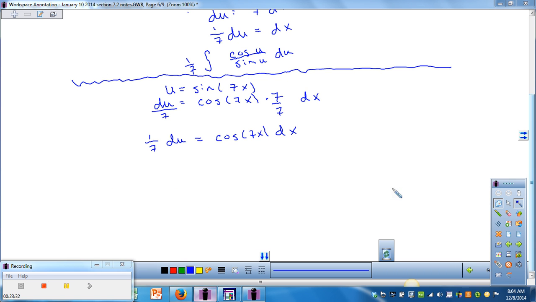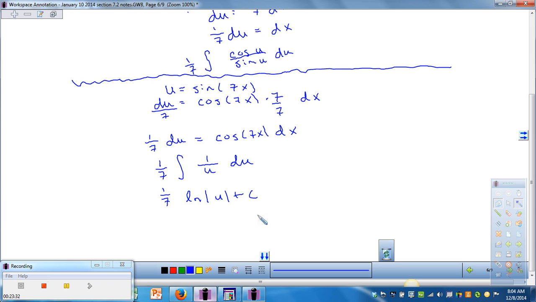Let's do the rewrite. 1/7 is out in front. Integral of what? Not just 1. 1 over u times du. And what is the antiderivative of 1 over u? Natural log. Very good. Absolute value of u plus c. So that gives us 1/7 the natural log of the absolute value of sine of 7x plus c.